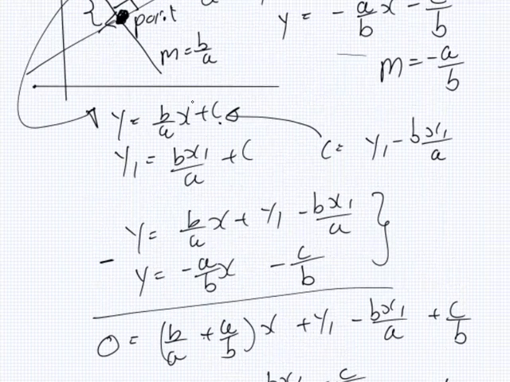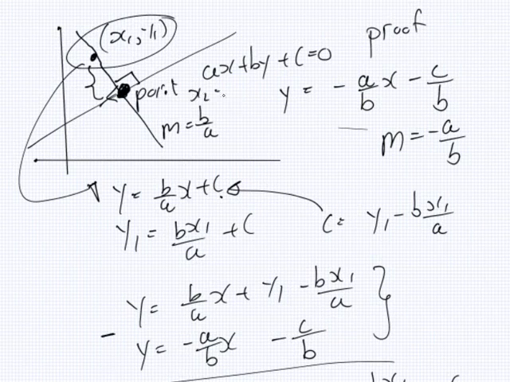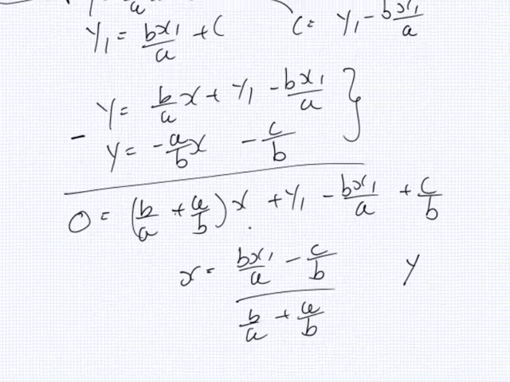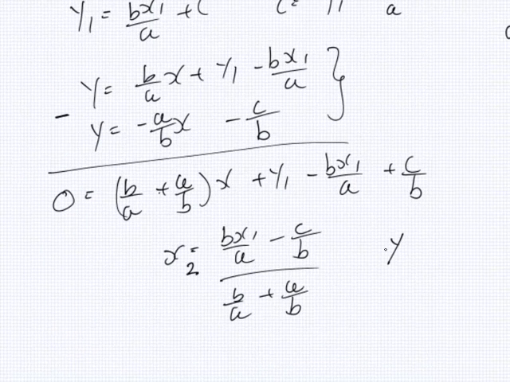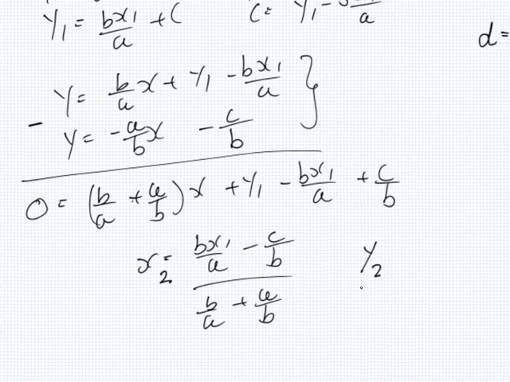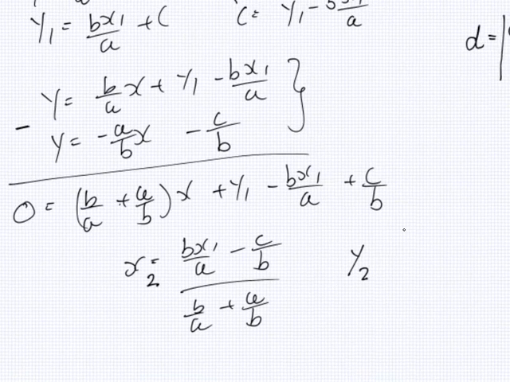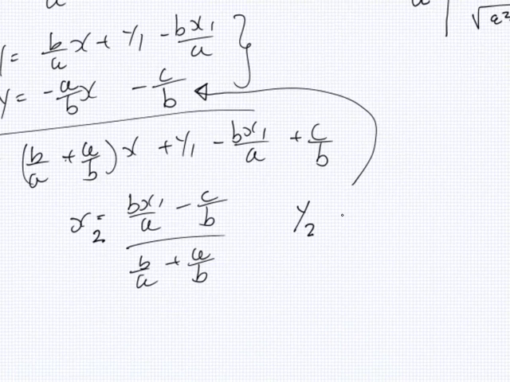And to make it clear, I'll call this point x2, y2. So is it true I can get the y2? Yeah, I just have to take this answer and put it into, which will be the easiest one? We'll say this one here. So that will be minus a over b, that big thing, minus c over b.